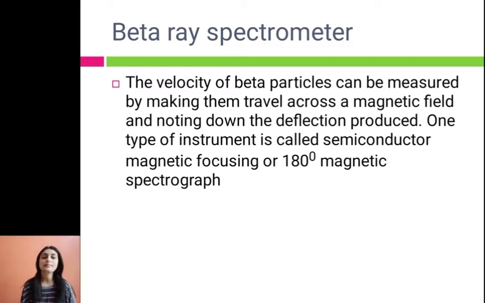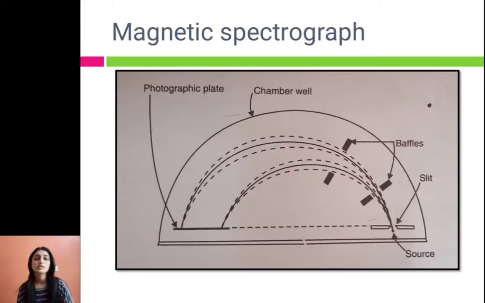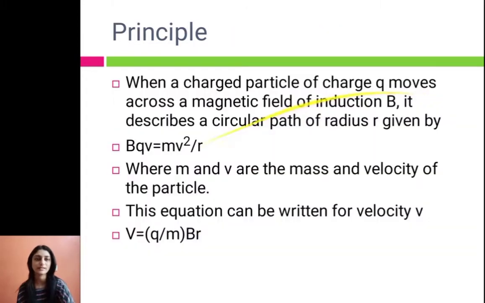The velocity of beta particles can be measured by making them travel across a magnetic field and noting down the deflection produced. So this is the same instrument which we have already used for calculating the velocity of alpha particles. There is a radioactive source which emits particles. A slit is used so that we get a collimated beam, and then in the path we have kept baffles to reduce the scattering of beta particles. And here is the photographic plate.